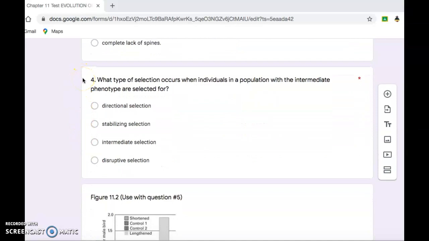Number 4, what type of selection occurs when individuals in a population with the intermediate phenotype are selected for? Directional selection, stabilizing selection, intermediate selection, or disruptive selection.